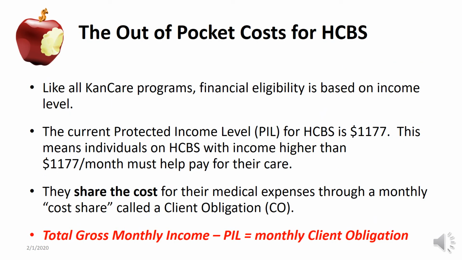The out-of-pocket costs for HCBS. Like all KanCare programs, financial eligibility is based on income level. The current protected income level, or PIL, for HCBS is $1,177. This means individuals with an HCBS waiver with income higher than $1,177 a month must help pay for their care. They share the cost of their medical expenses through a monthly cost share called a client obligation. Total gross monthly income minus the protected income level equals the amount of the monthly client obligation. That is their monthly cost share that they pay out of pocket for Medicaid and the HCBS services they receive.